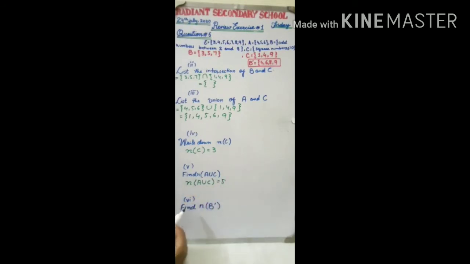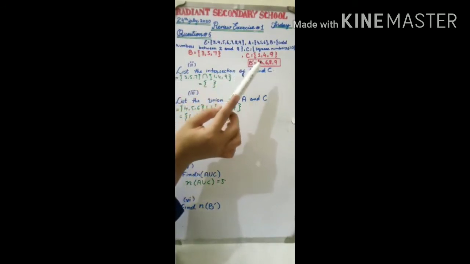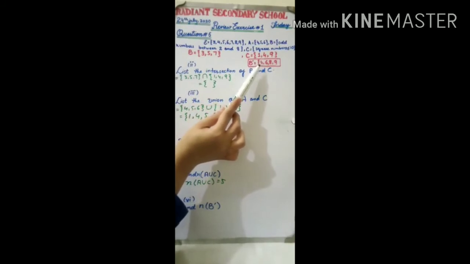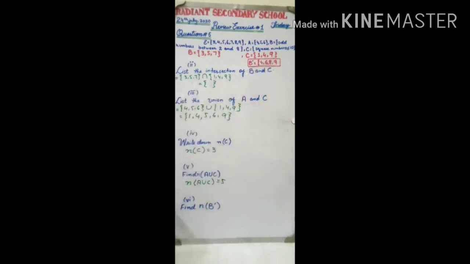Come on, sixth part. Number of elements in B complement. We found B complement in part A of question number 5, and I have written it in the box: 4, 6, 8 and 9. B complement. So how many elements are there? 4 elements. So the number of elements in B complement is 4.